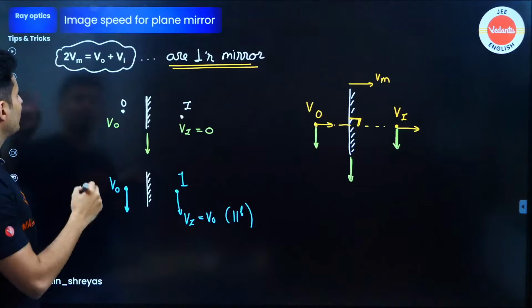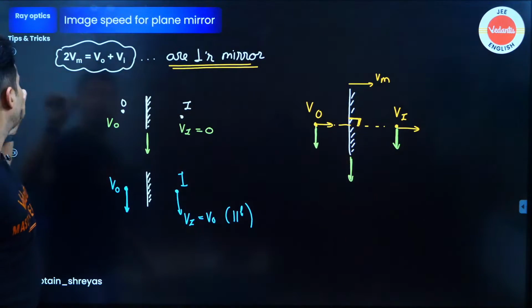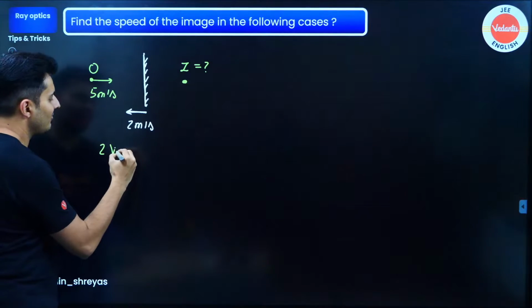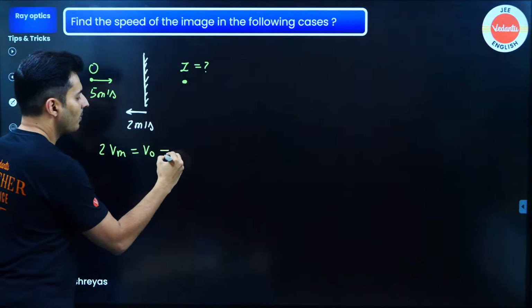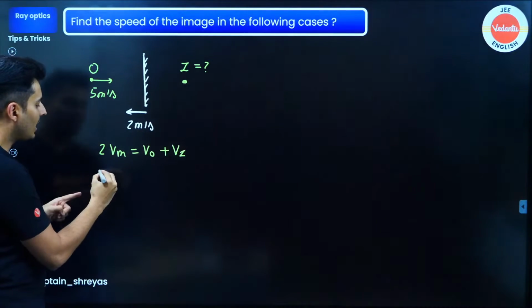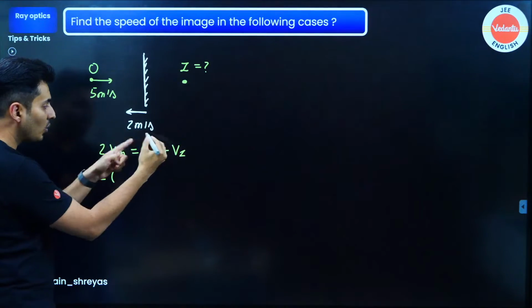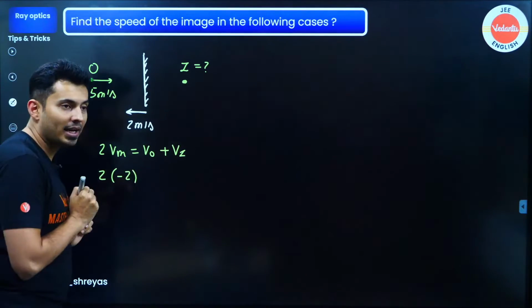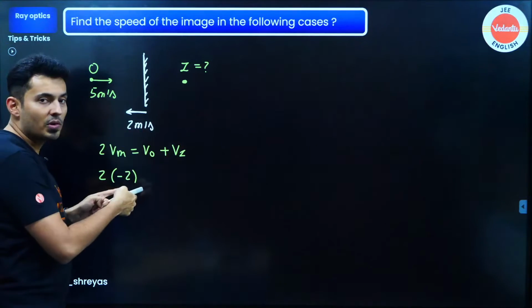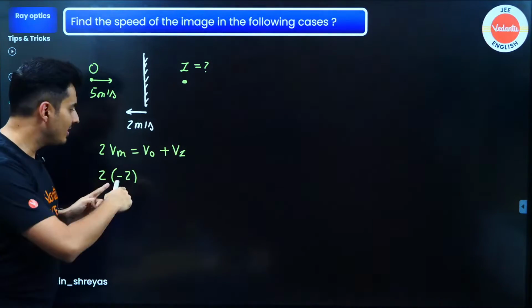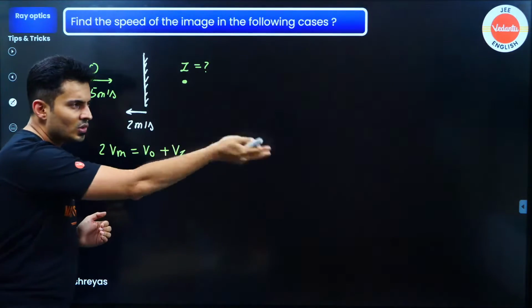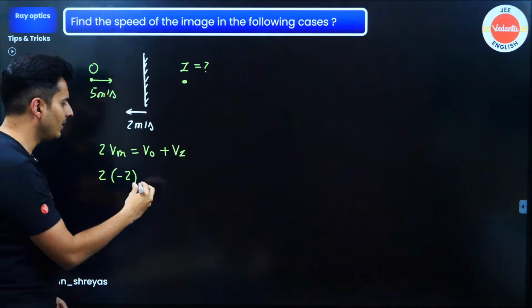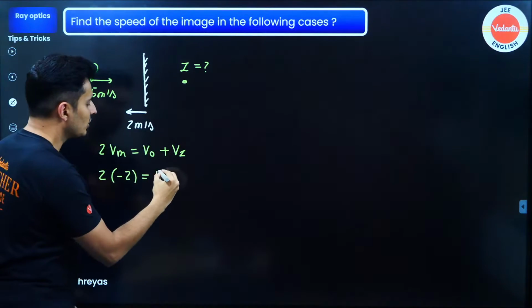First of all, I have given you the formula: 2Vm is equal to Vo plus Vi. So 2 times Vm is equal to Vo plus Vi. Vm, the mirror velocity, is 2, but towards the left side, so do not forget to put minus. A lot of people put that number 2 but forget that minus. Remember, these are sign sensitive equations. So I can take right side positive, left side negative. Object speed is 5, so just put 5.